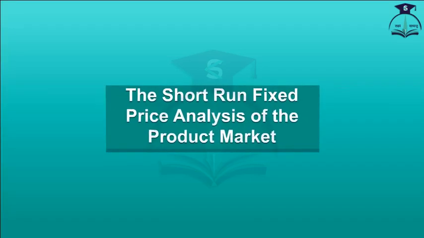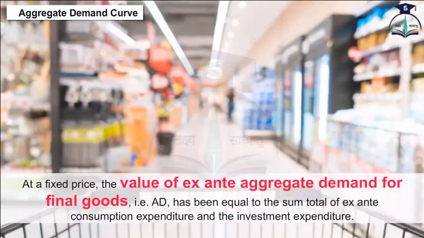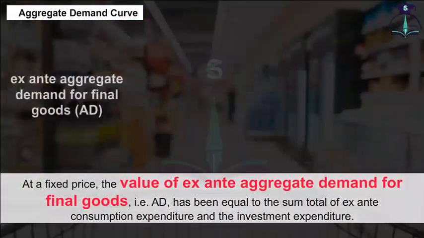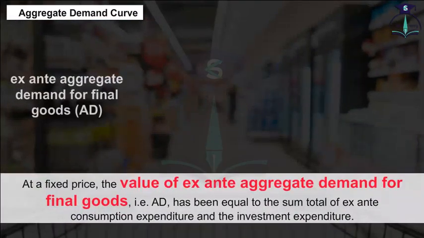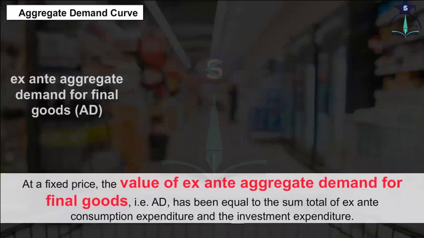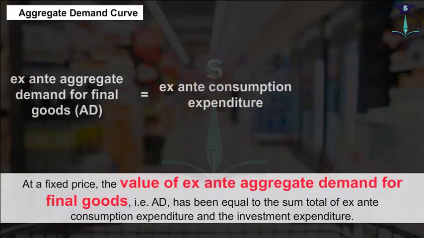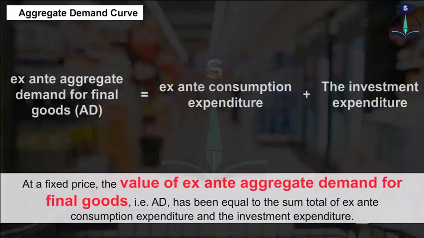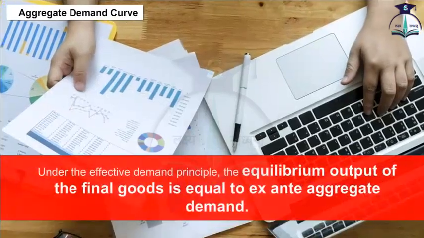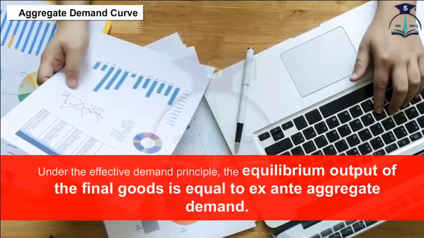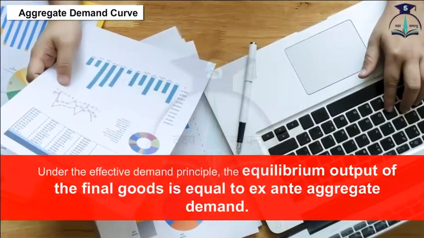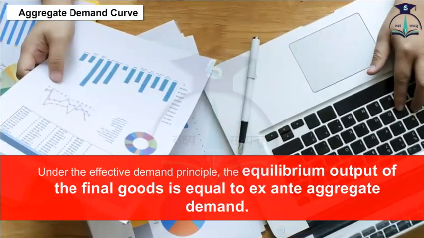The short-run fixed price analysis of the product market. Aggregate demand curve. At a fixed price, the value of ex ante aggregate demand for final goods, that is AD, is equal to the sum of total ex ante consumption expenditure and investment expenditure. Under the effective demand principle, the equilibrium output of the final goods is equal to ex ante aggregate demand.